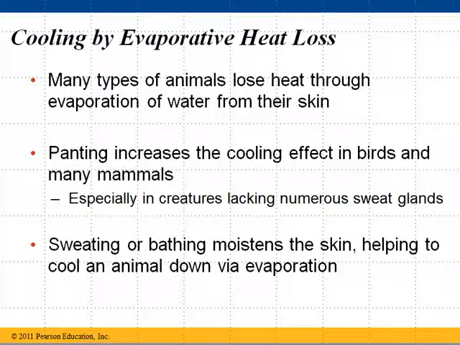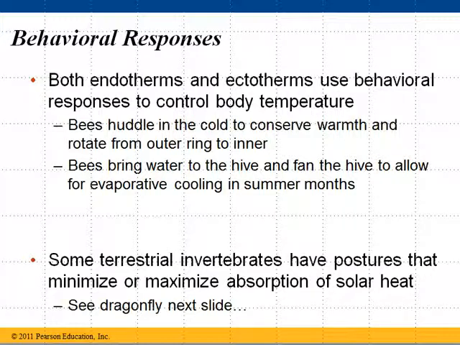So another thing they can do is actually get into the water. You'll see pigs and hippos and other creatures go down into the lakes or the streams or the ponds and get wet, cake themselves in mud perhaps, and that allows for more evaporative cooling to help reduce their body temperature. Finally, there are certain behavioral responses, things that they do to try to cool off or to warm up. Endotherms and ectotherms both use behavioral adaptations or responses to control body temperature.